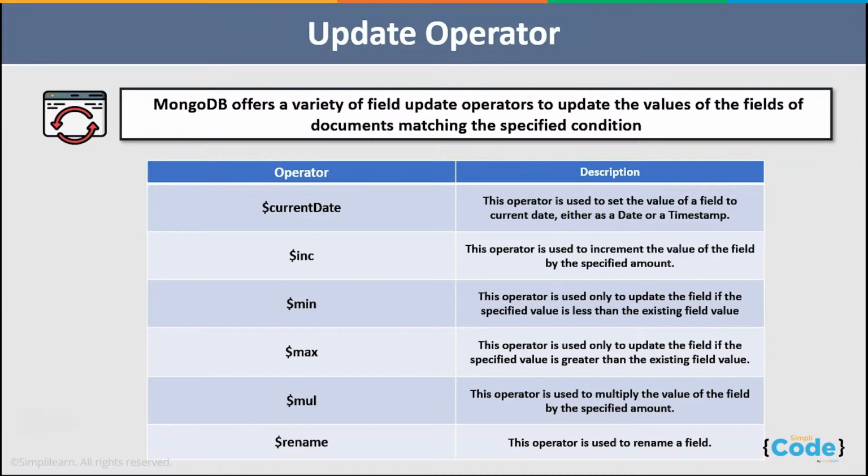We have the first one as current date, which is used to set the value of a field to the current date, either a date or a timestamp. Next, we have inc, which is basically increment. It is used to increment the value of the field by the specified amount. Next, we have min and max, which are used to update the field if the specified value is less than or greater than the existing field value. Next, we have mul, which is the short form of multiply. It is used to multiply the value of the field by the specified amount. And finally, we have rename. As the name suggests, this operator is used to rename a field within a document.